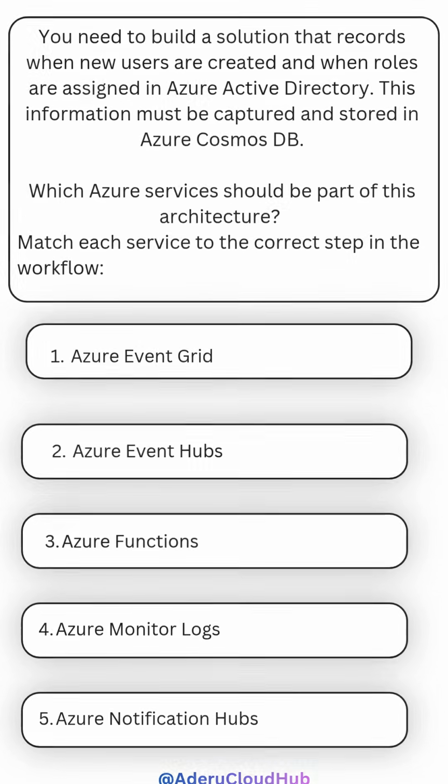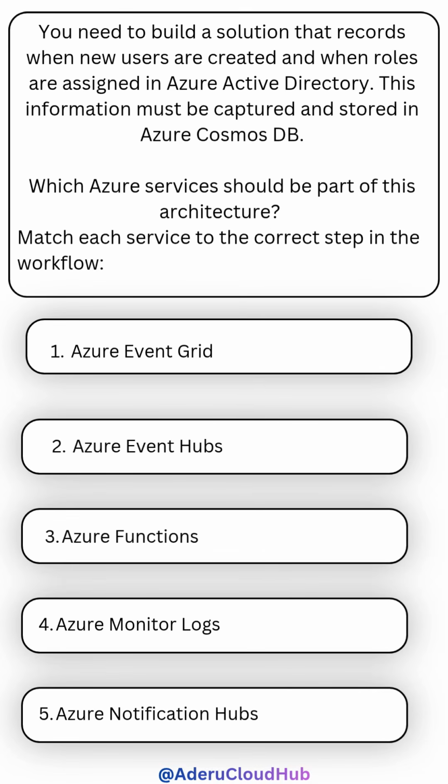Question number 12. We need to build a solution that records any new users getting created or any new role assignments in Azure Active Directory. This information we want to capture and store into the Azure Cosmos DB. We need to go through the below Azure services and identify which two options will help us in taking the Azure Active Directory audit logs into the Azure Cosmos DB. Let's go through the options.